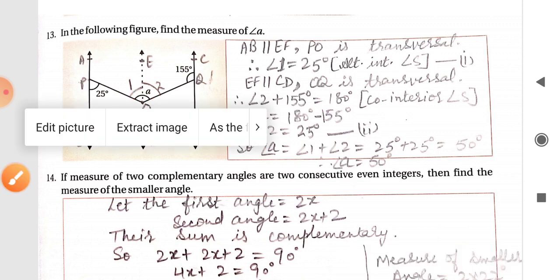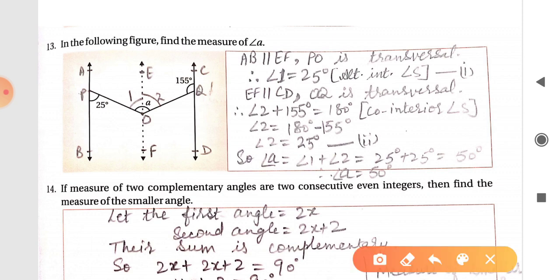This is angle 1, that is on the left hand side of EF, and angle 2 is on the right hand side of EF. So we will find value of angle 1 and angle 2, and we are given that this angle is 25 degree and this angle is 155 degree. So we will take their help to find value of angle 1 and angle 2.